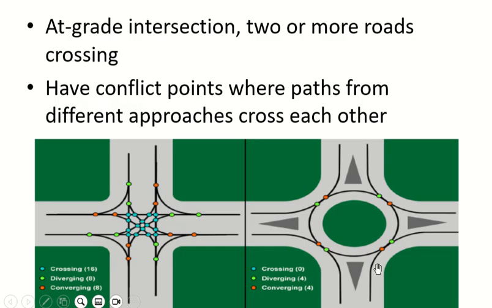So from each direction you can enter and leave. So when you enter, you are converging. When you leave, you are diverging. So every direction has these two, converging, diverging. So 4 directions means it will be 8. Each direction has a converging and diverging.